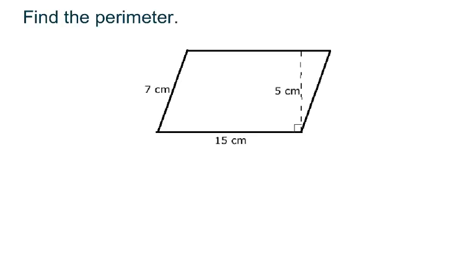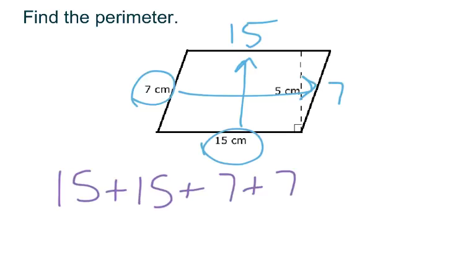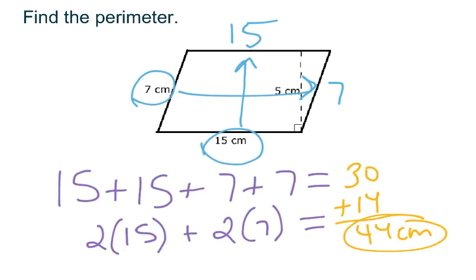So let's take a look at another example. Once again, we have our measurements on the outside. Because we know opposite sides are equal, this side would also be 7 and this side would be 15. So in order to find our perimeter, we would do 15 plus 15 plus 7 plus 7. Or, as some of you already know, you could do 2 times 15 plus 2 times 7, and that would also get you to the same perimeter. So when I add all of those numbers together, I would get 44 centimeters.